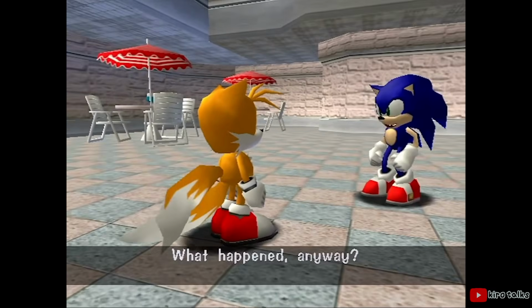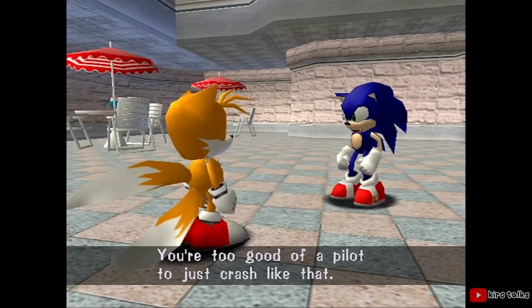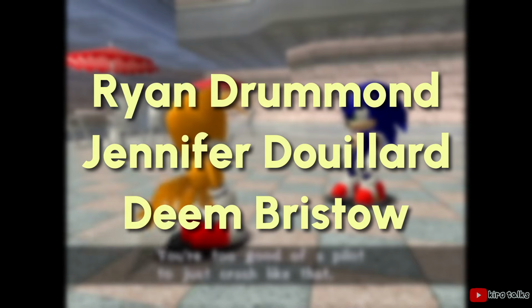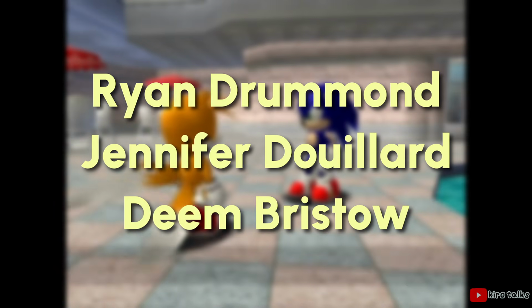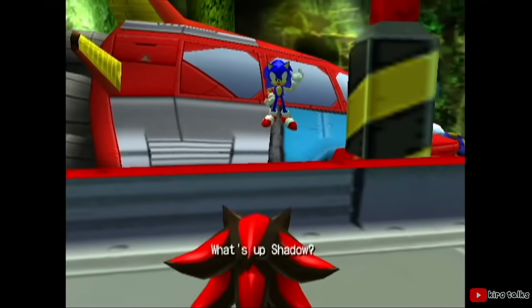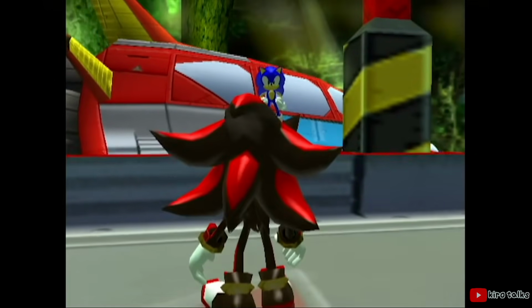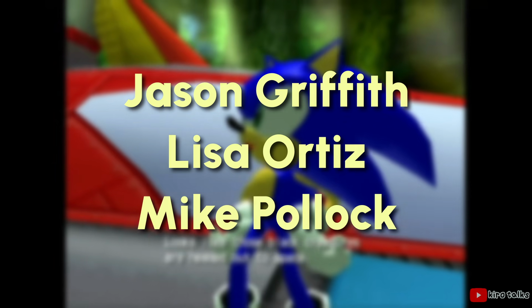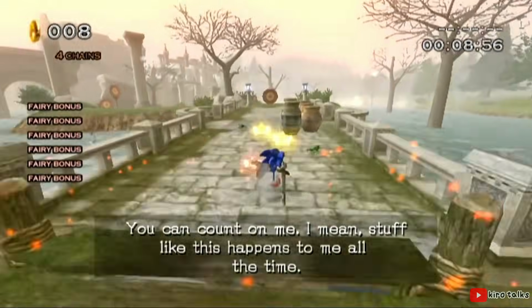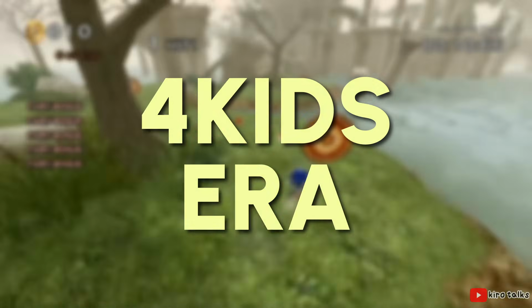Starting with Sonic Adventure, the series had a fairly consistent game voice cast, composed of actors like Ryan Drummond, Jennifer Doolittle, and the late Dean Bristow. However, Shadow 05 was when the series went full 4Kids, bringing in the actors from Sonic X, like Jason Griffith, Lisa Ortiz, and Mike Pollock. So maybe we should call this the 4Kids era.